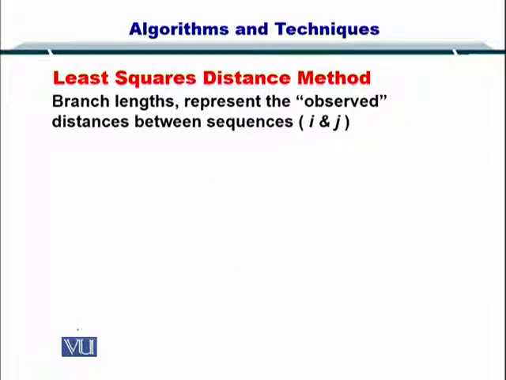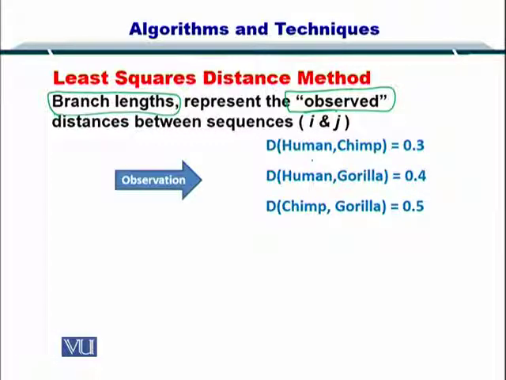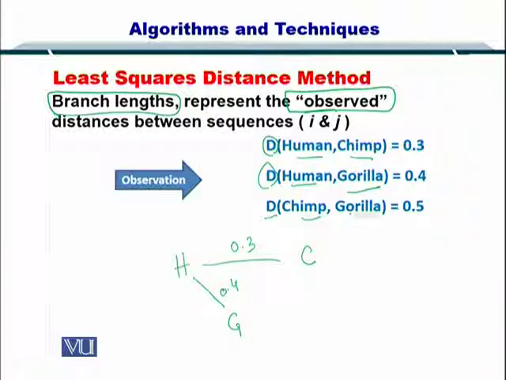Okay, so in the least square distance method, you take the branch lengths and you use them to represent the observed distance between sequences I and J. So for instance, the distance between humans and chimps is 0.3. The distance between human and gorilla is 0.4. And the distance between chimp and gorilla is 0.5. So this is what we observe by looking at the sequence alignment results.